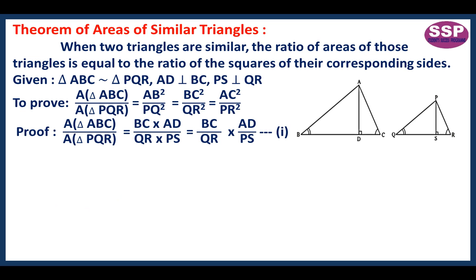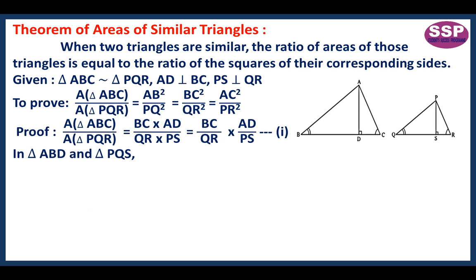Now proof. We know that ratio of areas of two triangles is equal to the ratio of the products of their bases and corresponding heights. Therefore, area of triangle ABC upon area of triangle PQR is equal to BC into AD upon QR into PS. That we will write as BC upon QR multiplied by AD upon PS. That is equation number 1.